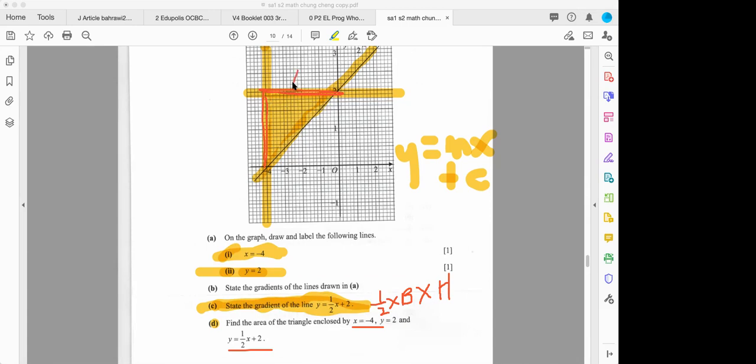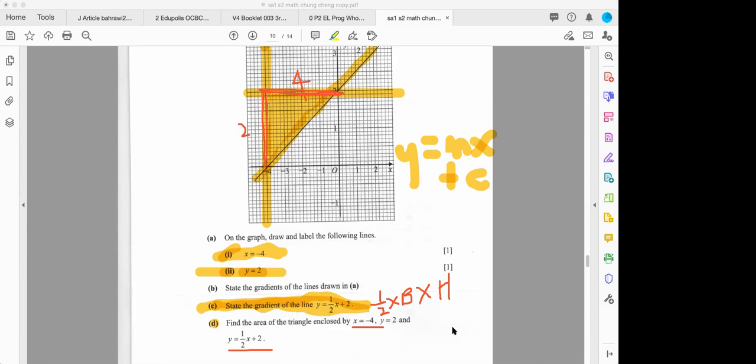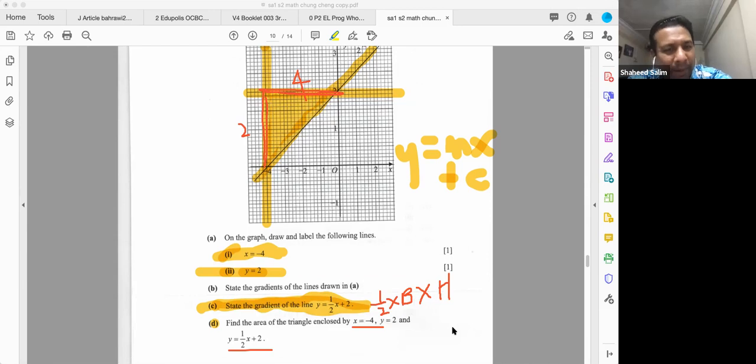4. Oh, yes, 4. The height is how many units? Is it 4? Yeah, the answer is 4. Well done. So half times 2 times 4, you will get 4. Yeah, Ryan says 4. So it's quite simple actually, if you just understand what you need to do, it's as easy as ABC. Okay, we are going to move on.